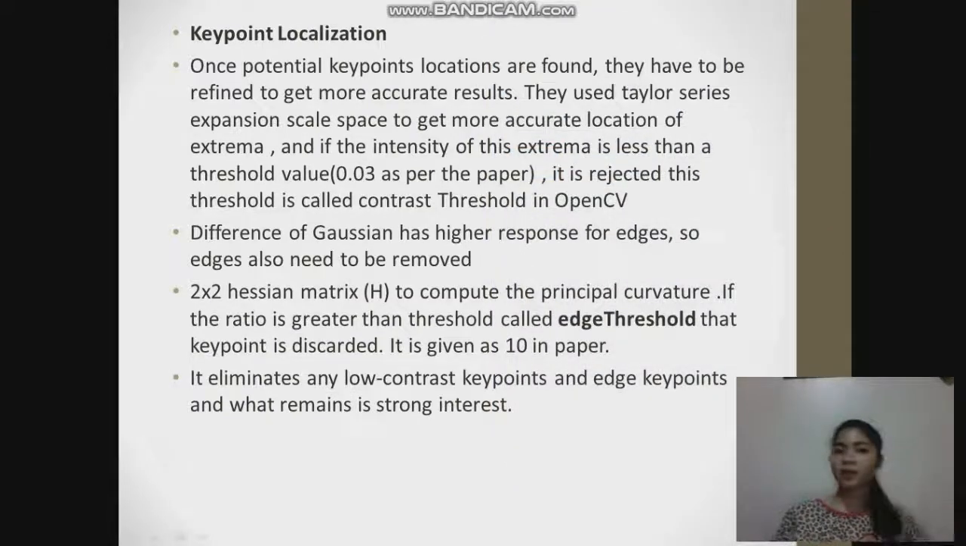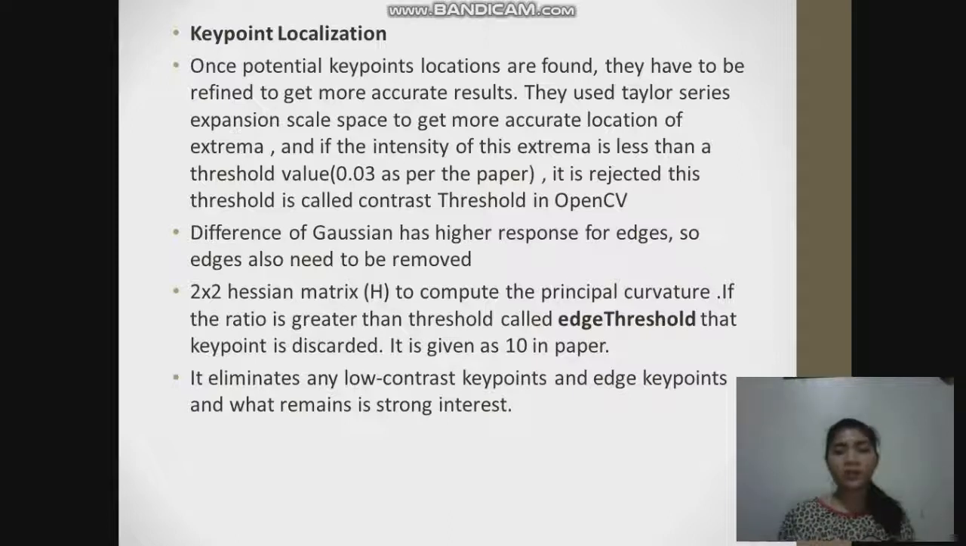Key point localization. Once potential key points are found, they have to be refined to get more accurate results. They use Taylor series expansion of scale space to get a more accurate location of extrema, and if the intensity of this extrema is less than the threshold value 0.03 as per the paper, it is rejected. This threshold is called contrast threshold in OpenCV.